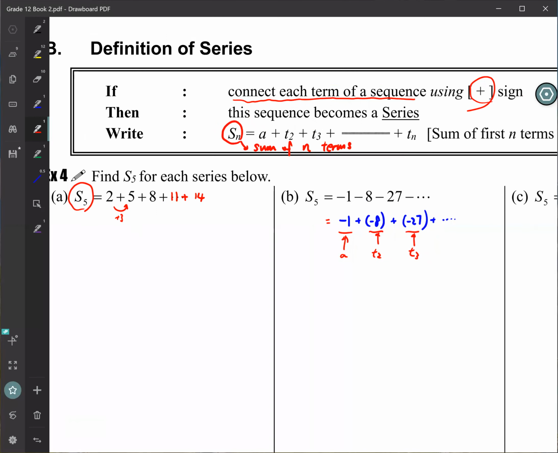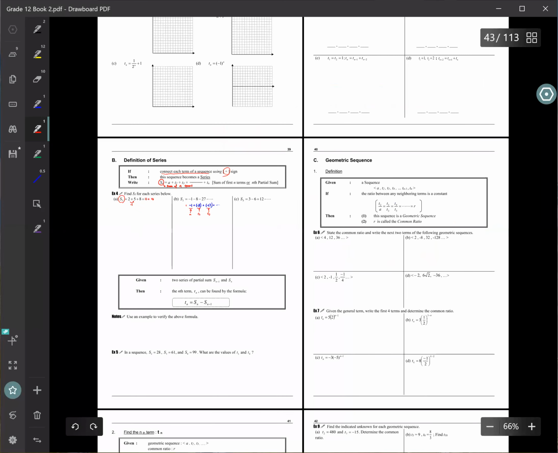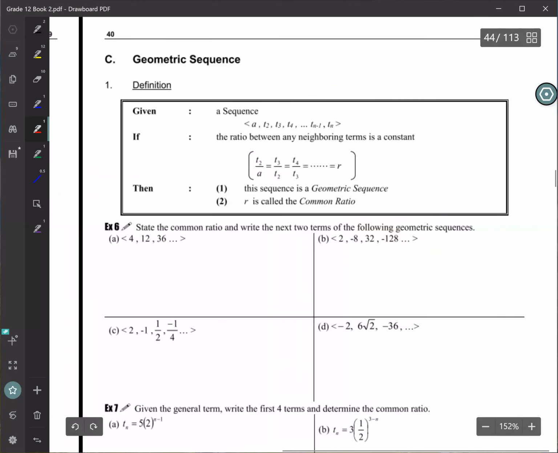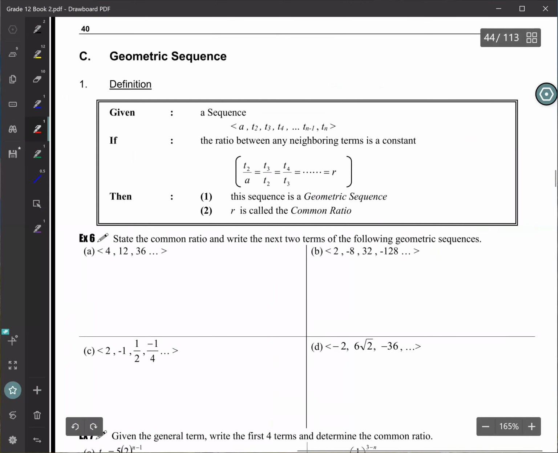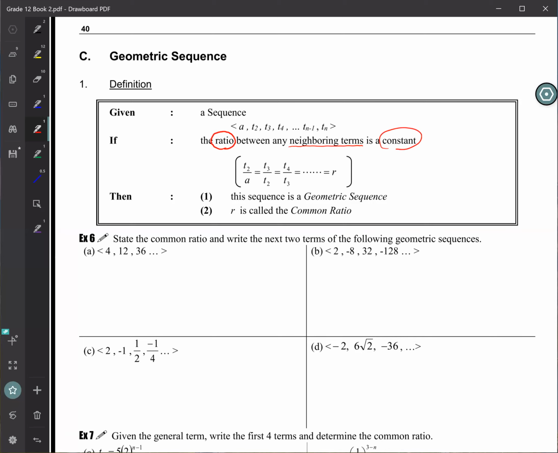Yep, okay. So the pattern that we are going to talk about in geometric will be starting on page 40. The key word is the word ratio instead of difference. Arithmetic has a common difference, and in geometric, we have something called a common ratio. So the key word is ratio. To find the ratio, it's the ratio between any neighboring terms, the terms next to each other, and it is always constant. Then we call that a geometric sequence.